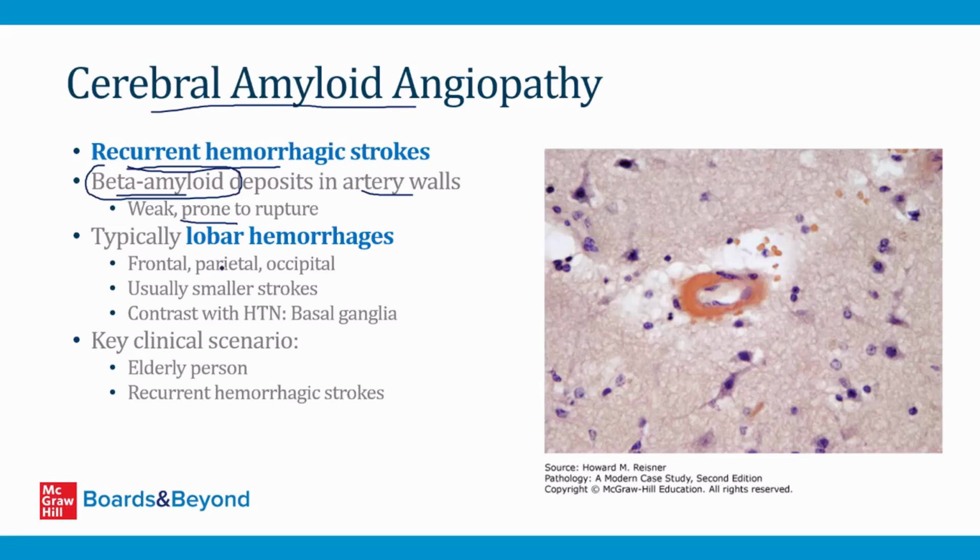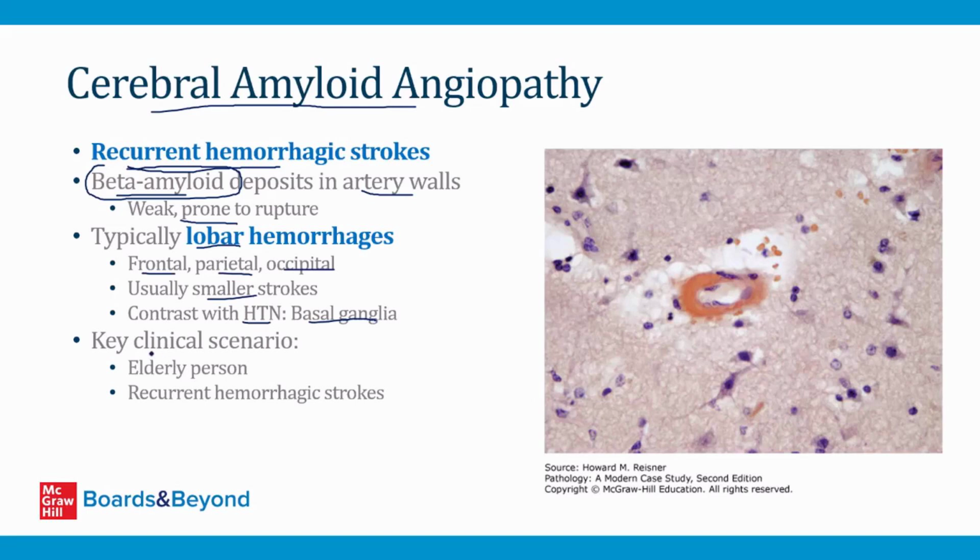The bleeding that occurs in cerebral amyloid angiopathy usually involves the lobes of the brain. So, for example, the frontal lobe or the parietal lobe or the occipital lobe. Patients with this condition will have small strokes with blood on imaging inside the lobes of the brain. And this is different from the usual type of hemorrhagic stroke you see in hypertensive patients. Those types of strokes usually involve the basal ganglia and the internal capsule. These strokes in cerebral amyloid angiopathy are in different anatomic locations, usually inside the lobes of the brain.